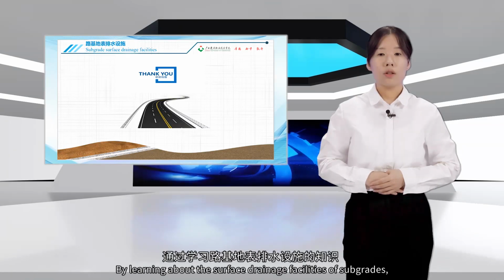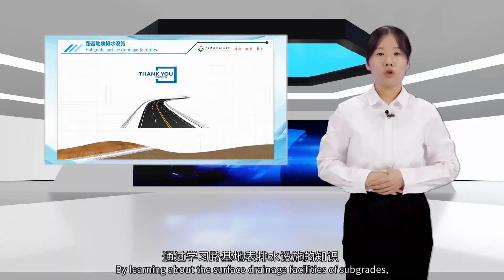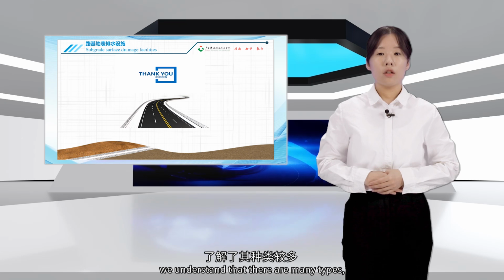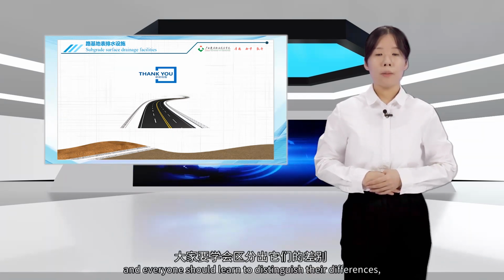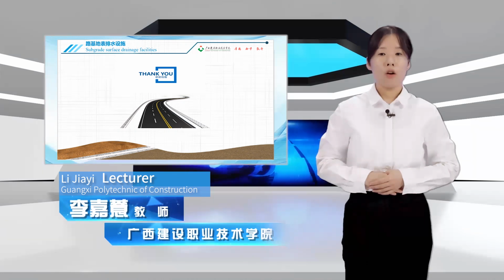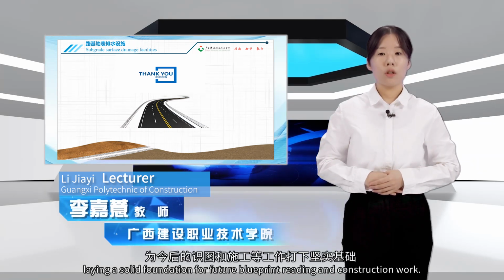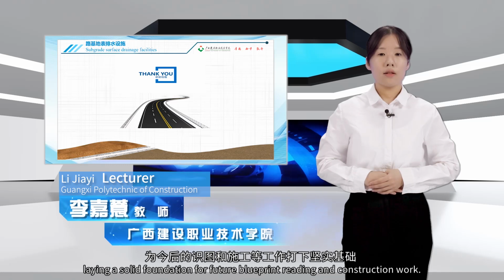By learning about the surface drainage facilities of subgrades, we understand that there are many types, and everyone should learn to distinguish their differences, laying a solid foundation for future blueprint reading and construction work.